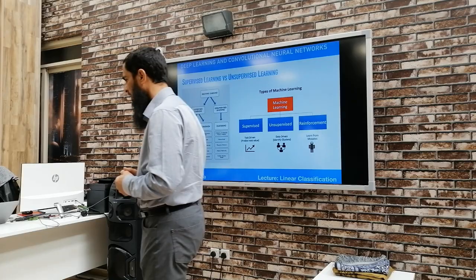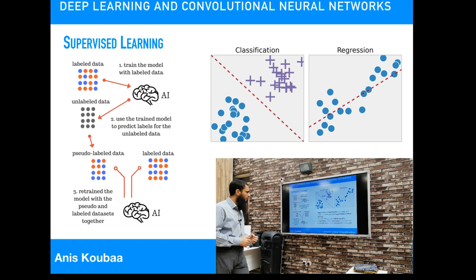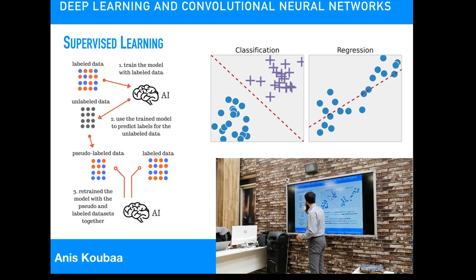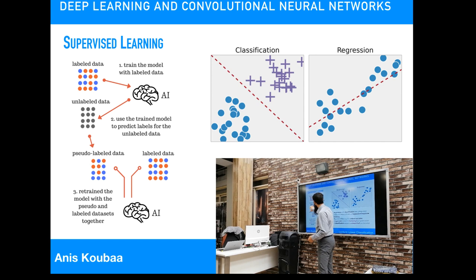Now let's talk about supervised learning. Basically what do we have? Usually we have some kind of labeled data, and we have some model that in the beginning is random. We will provide this labeled data, train the model with the labeled data, and finally we will have a trained model. Then we will take unlabeled data and use the trained model to predict the label for it, so you will find some kind of prediction.